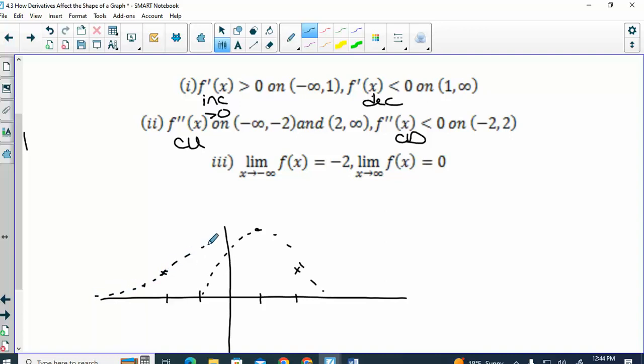And then we have to hit our max. It's curved downward in between those. And then after 2, it's back to curving upward. Okay, so I'm kind of tweaking my graph as I go here, taking in all my new information.